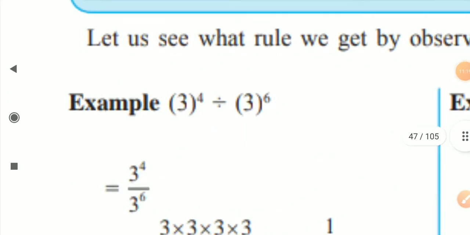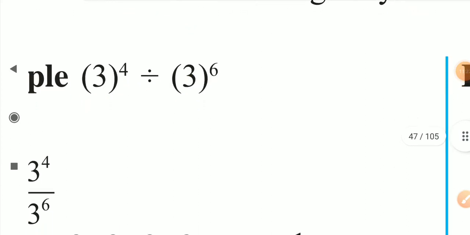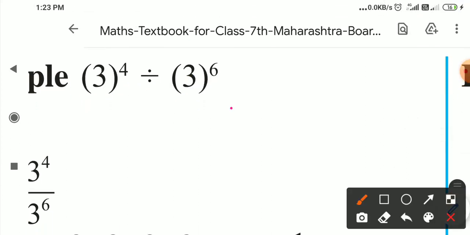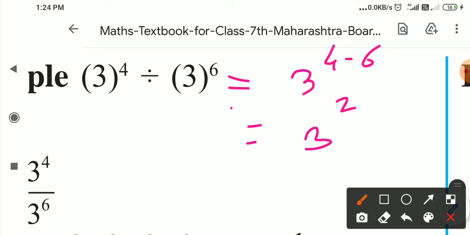Some examples are given, very easy. So let us solve the example. The base is the same. Okay, so write it. Division is there, so for the indices we have to write the subtraction. So 4 minus 6, and I taught you integer addition and subtraction. 4 minus 6 is bigger number minus smaller number, so the answer is 2, but which sign do we give? The bigger number is 6, so the answer is minus 2.